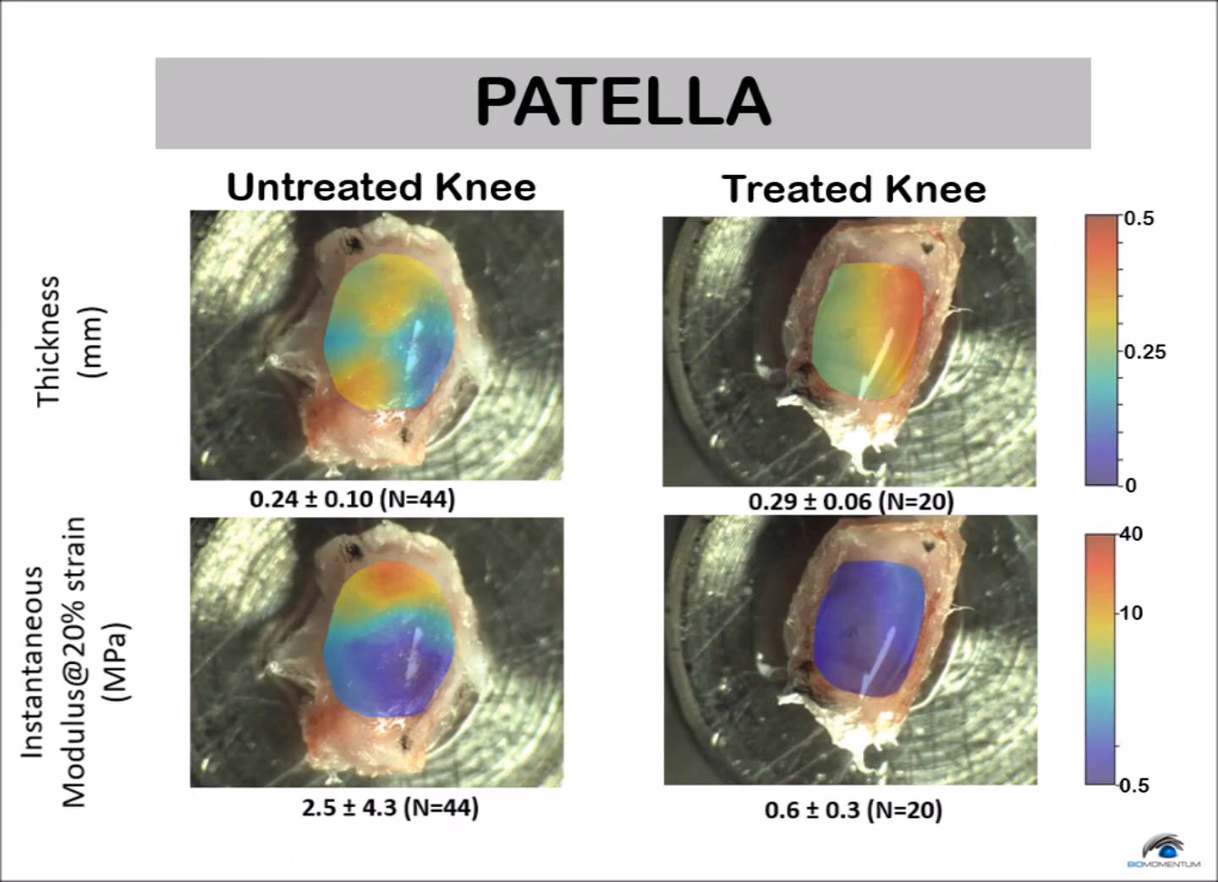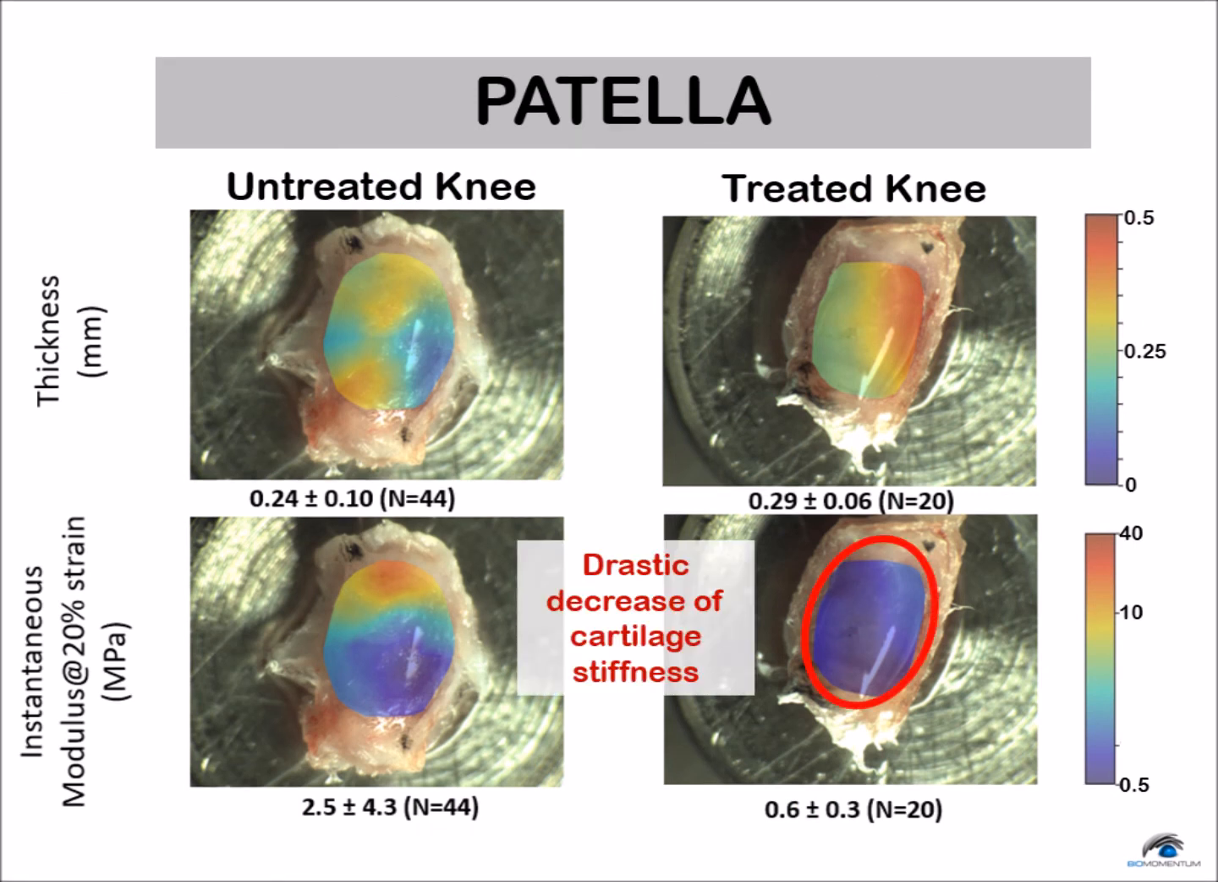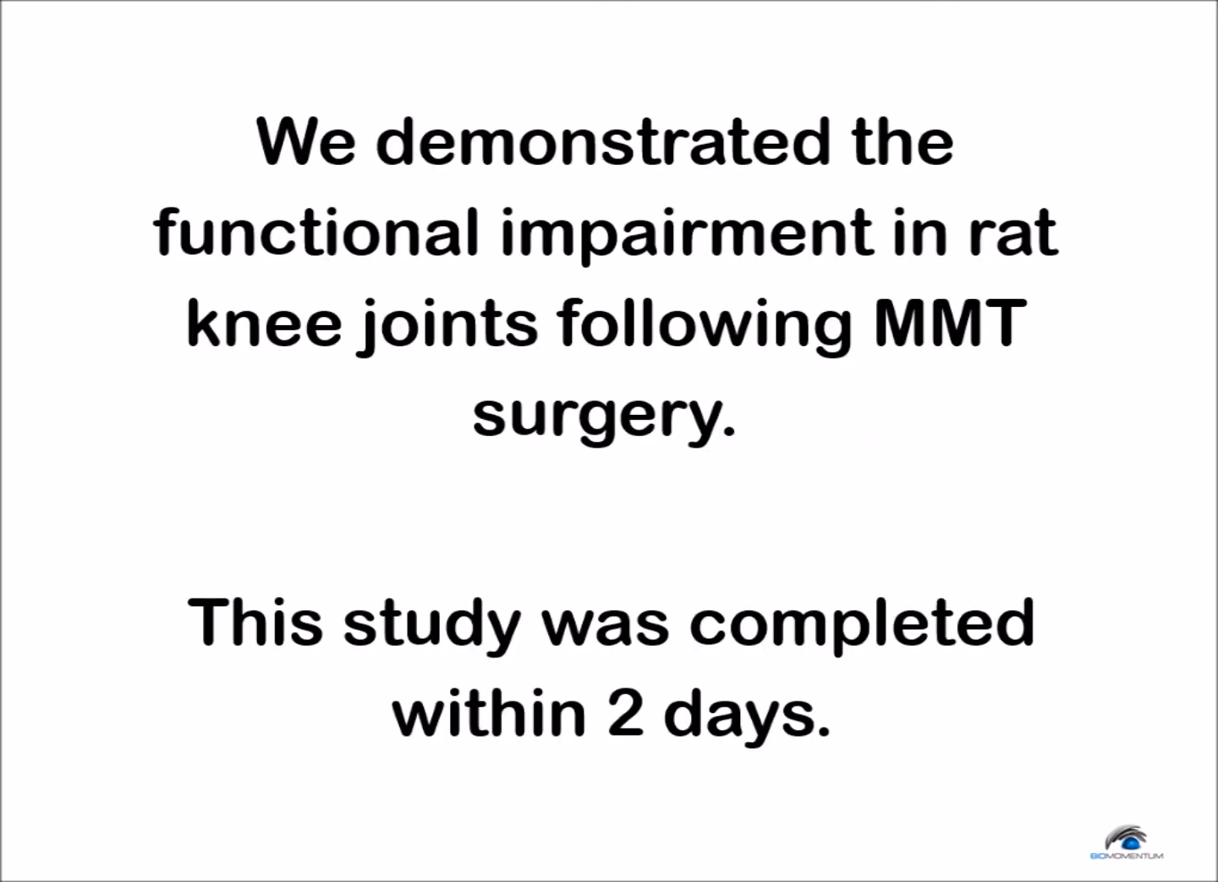Mappings of the tested patellas also revealed a drastic decrease of cartilage stiffness of the treated knee compared to the untreated knee. These results demonstrated the potential of our techniques in understanding the functional impairment in knee joints following MMT surgery. This study was completed within 2 days.